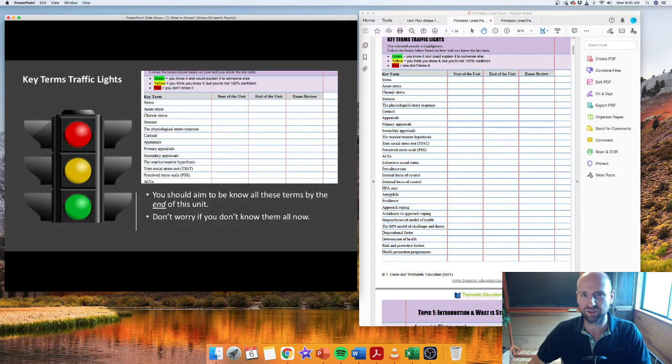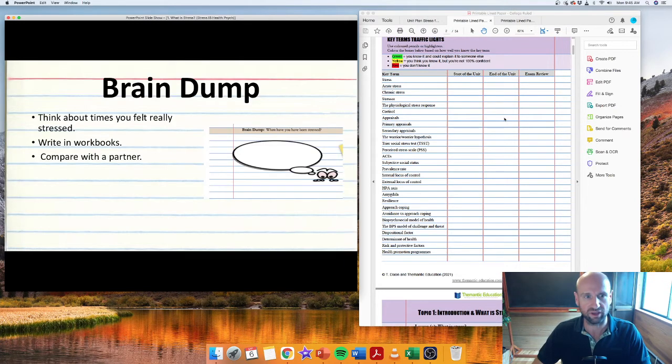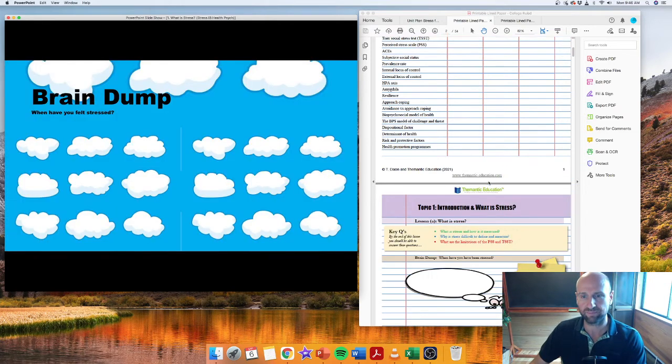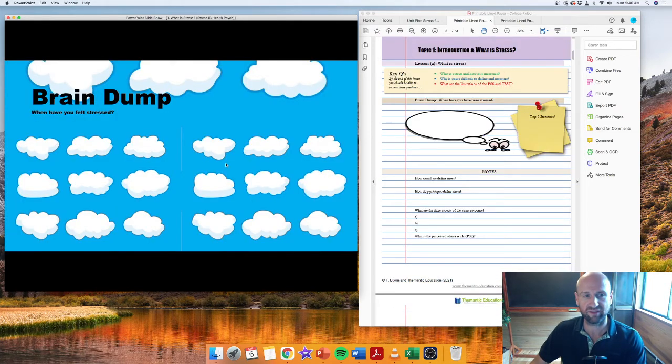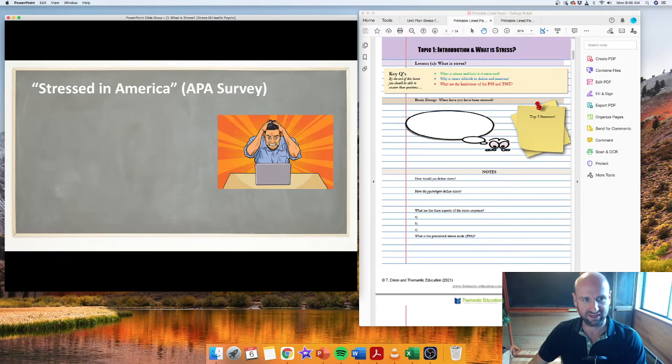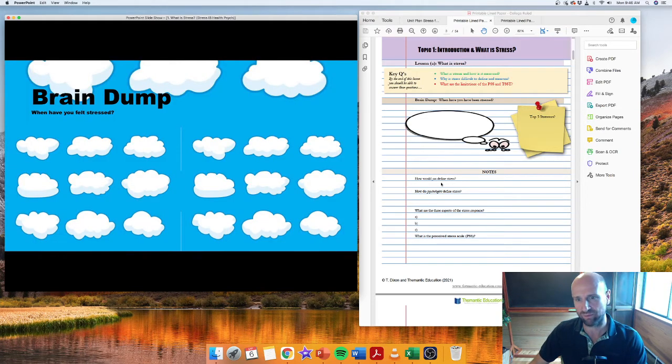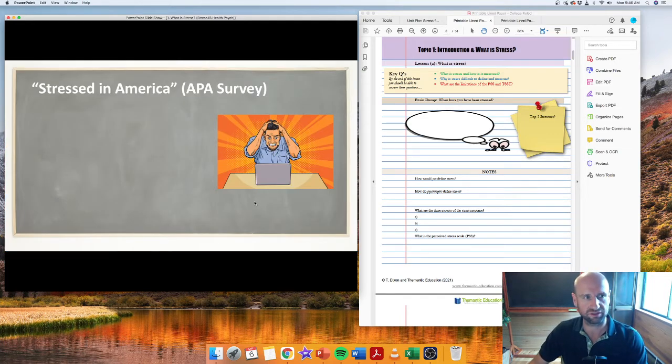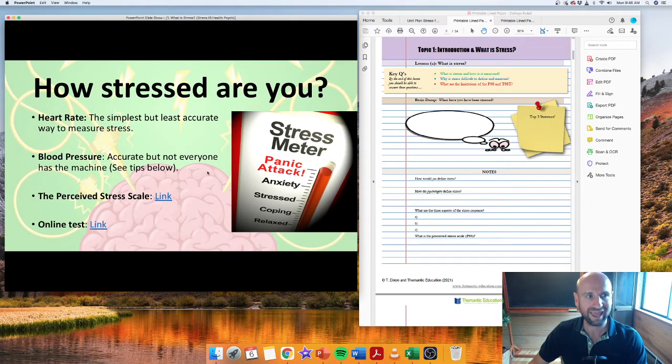We begin with the key terms traffic lights, which are here in the workbook, and then a brain dump, which is simply when have they felt stressed. The idea is they share ideas, and then that might help them figure out a definition. Okay, what do all these things have in common? And it just brings their existing knowledge to the surface. You can share some of these interesting facts about the Stress in America survey, and you can do some stress tests.